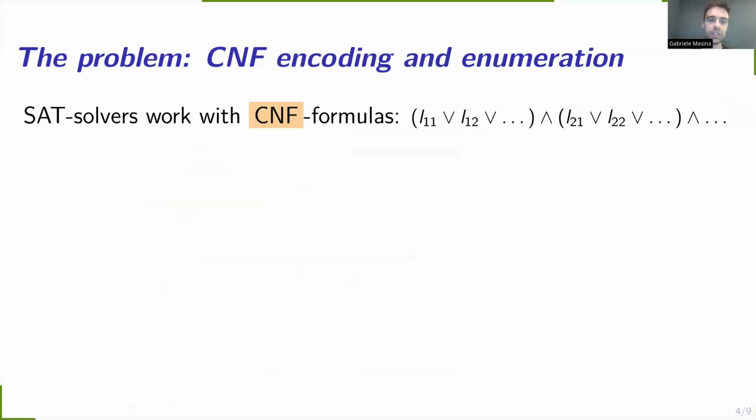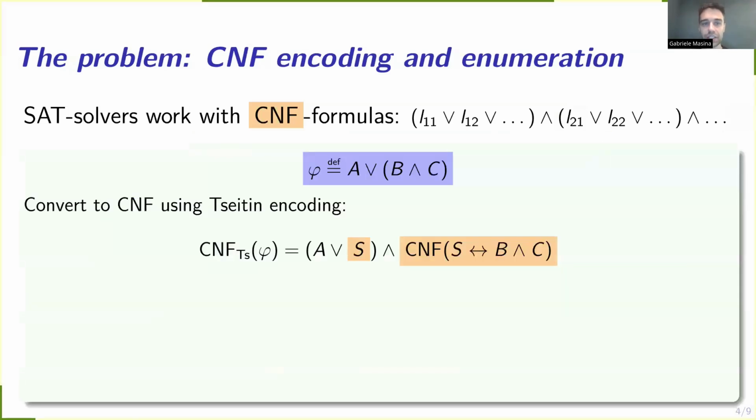In fact, SAT solvers and SMT solvers work with CNF formulas, and we highlight how different CNF encodings can impact the effectiveness and efficiency of enumeration. A typical encoding used is Tseitin, where each subformula is substituted by a fresh Boolean atom, and the definition with a double implication is conjoined to the encoding.